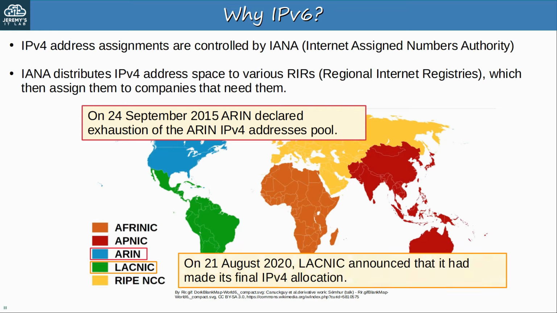Here's another one. In August 2020, LACNIC announced that it had made its final IPv4 allocation. The other RIRs have similar problems too. So, as you can see, the situation is pretty serious. There just aren't enough IPv4 addresses for our modern world. We need something capable of supporting our interconnected world now and far into the future. That is IPv6.